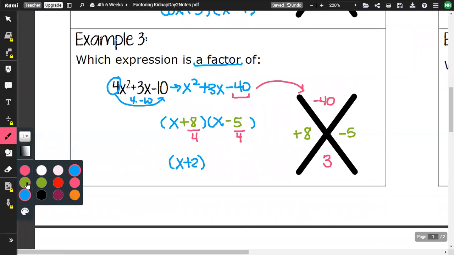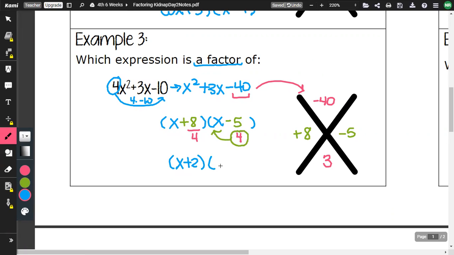If I reduce 5 over 4, does that change? Nope. So Malia, what do I got to do with that 4? Bring it to the top. And Haley, what does that binomial become? If I do bottoms up with 5 over 4, it becomes what? 4x minus 5. Good. All right. So go ahead and finish copying that one.